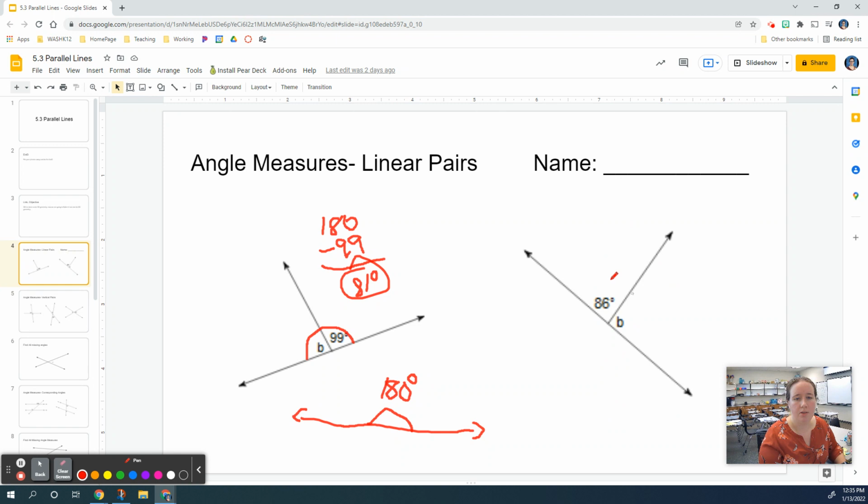Okay, we're going to do a similar thing right here. I know 86 plus whatever this B is needs to add to 180. So I'm going to do 180 minus 86, and that gives me 94 degrees.